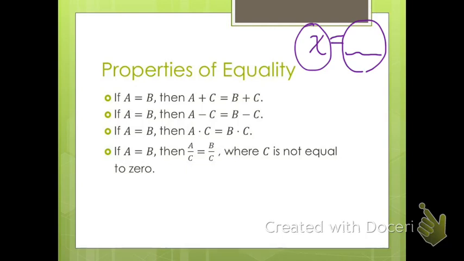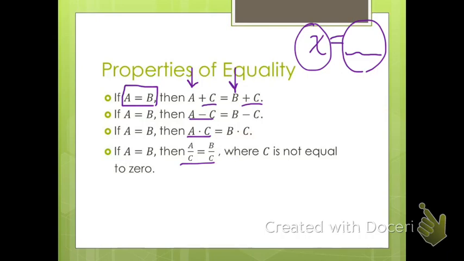So the first one says if A equals B, so we're going to assume A equals B to be true, then A plus C will equal B plus C. So if I add the same number to both sides of an equation, I had A and B previously, I add C to them, then that's also going to be true. And it will be an equation with the same solution as the original equation. So we can do that for addition, subtraction, multiplication, or division. So these are important properties, and we will be using them a lot.